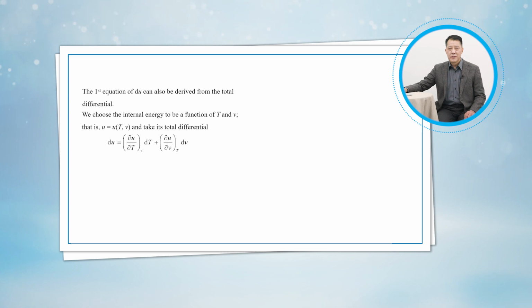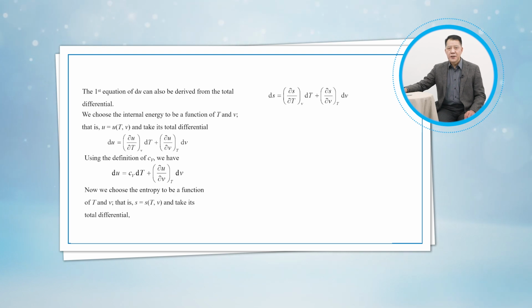The first equation of du can also be derived from the total differential. With the natural variables of T and V, the total differential then is. Using the definition of Cv, the total differential can be expressed as, with the natural variables of T and V, the total differential then is.